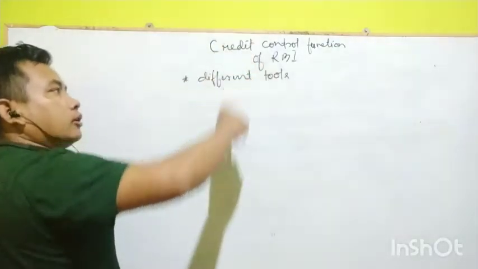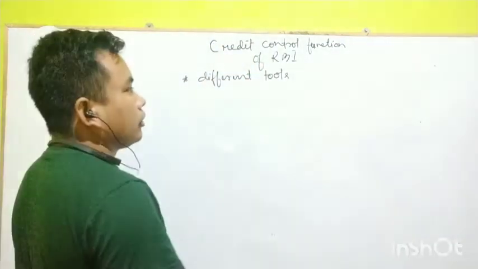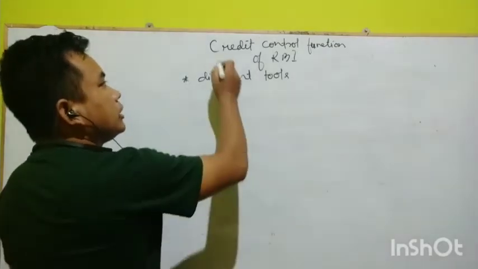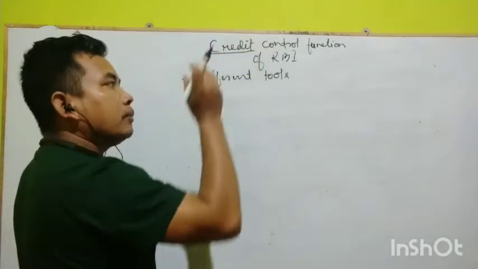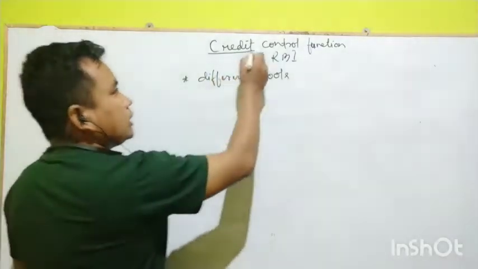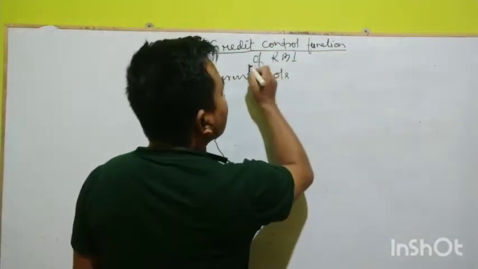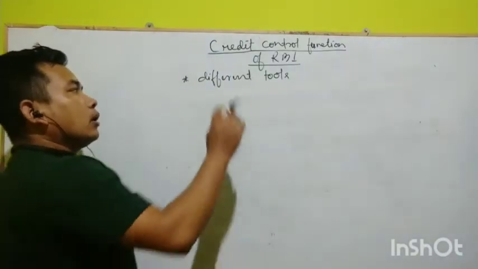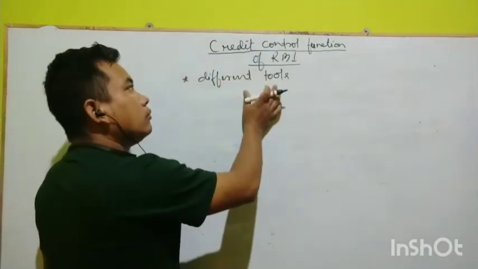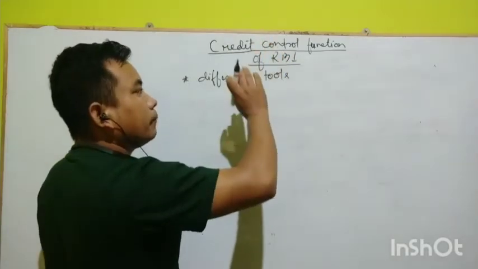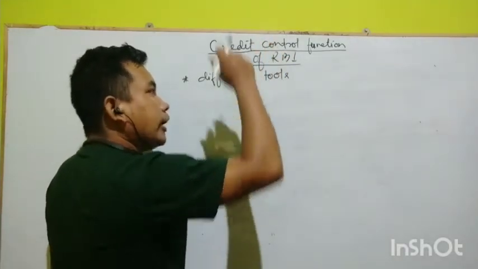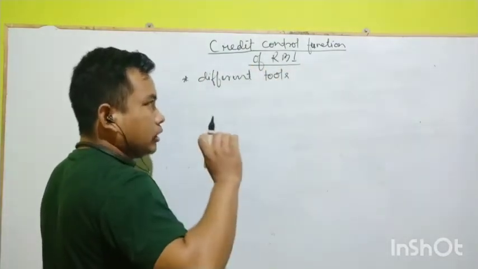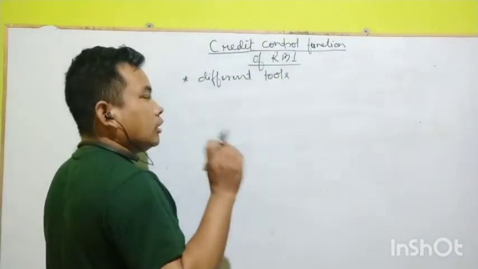Now let's go to the credit control function of RBI. Credit means the money supply. So RBI also controls the money supply in the economy. Money supply should be neither too high nor too low, since both are problems. So it should always be in equilibrium.